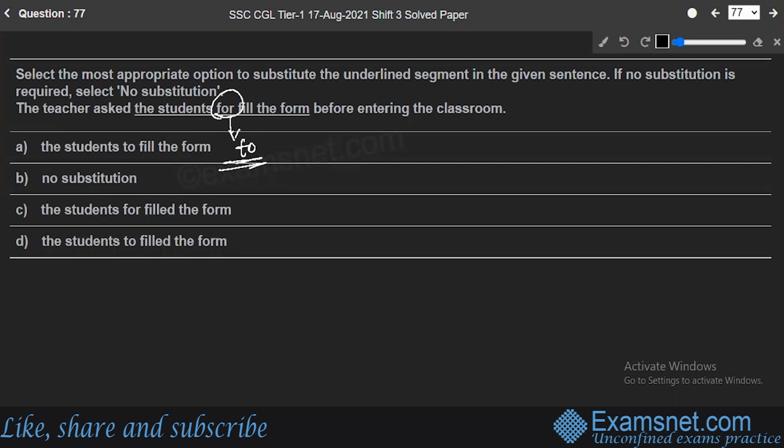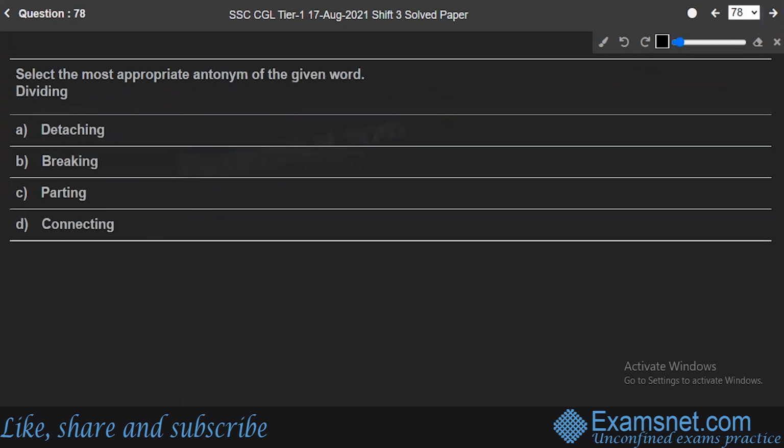Okay, so now the correct sentence will become: the teacher asked the students to fill the form before entering the class. So option A is the correct answer to the question. Hope you are clear with this. Let's move to the next question, number 78.